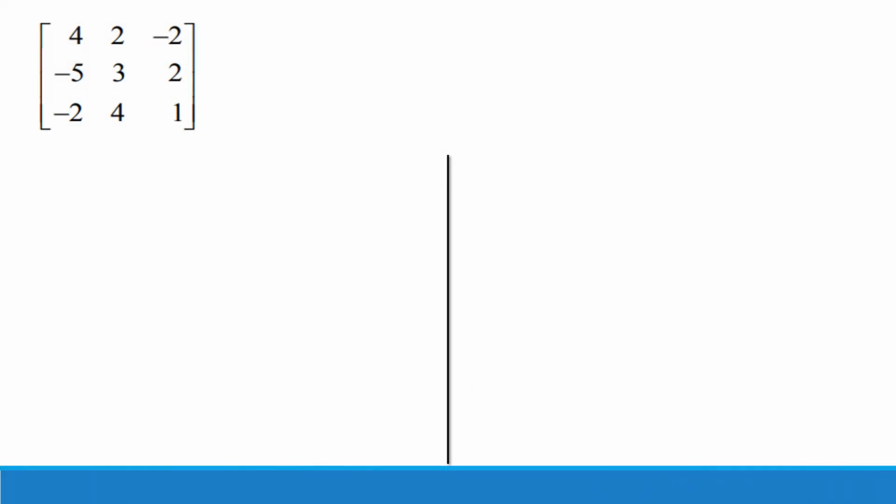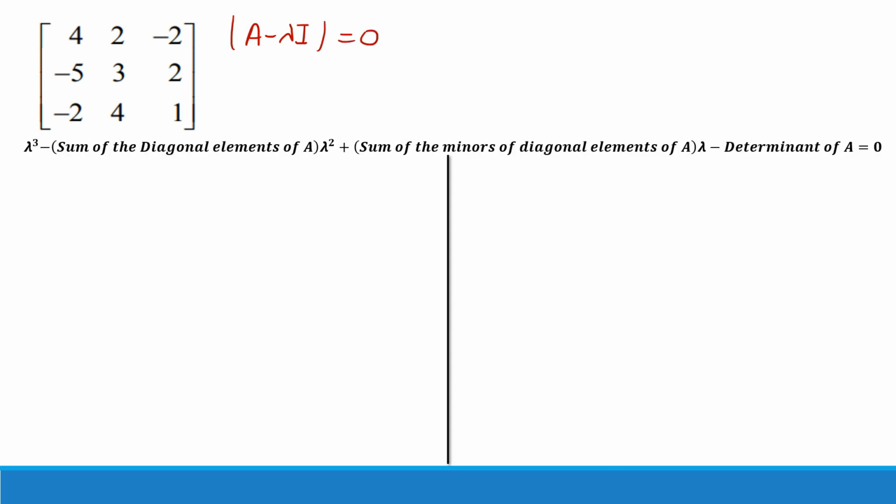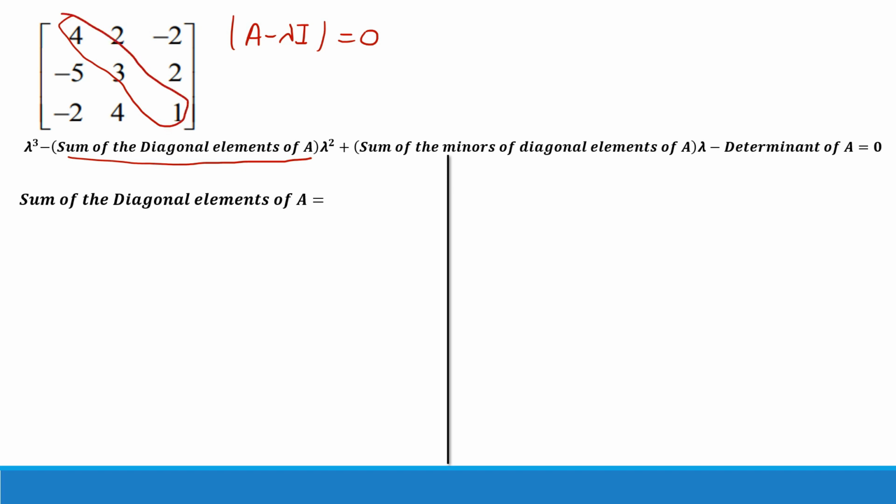This is our second question. So what is the first step? The first step is to find the characteristic equation: determinant of A minus lambda I equals 0, right? For this we use this formula. For this we need the sum of the diagonal elements of A. If you add this, what will you get? This is 8, right? Next is the sum of the minors of the diagonal elements of A.